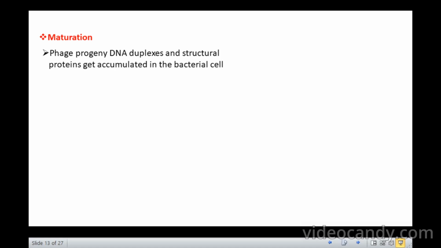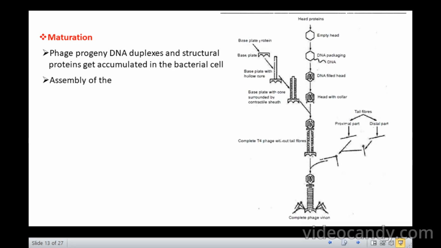The next stage is maturation. Late proteins are synthesized around 9 minutes after infection. The phage progeny DNA duplexes and structural proteins now get accumulated in the bacterial cell. They start getting assembled to form the phage particles. The process of assembly of the phage particles from their components is called maturation.